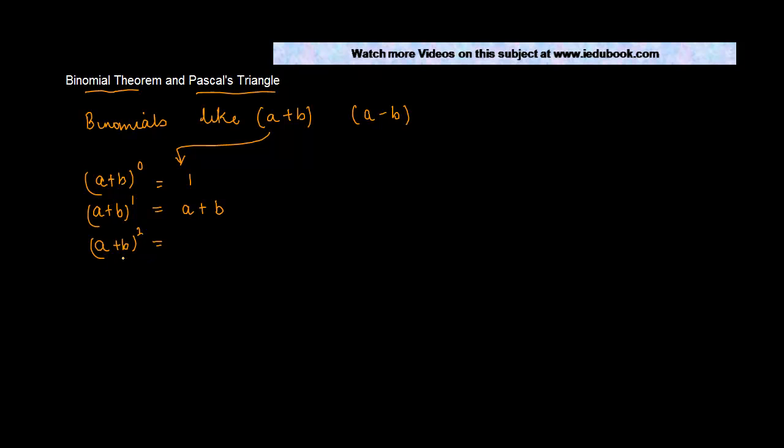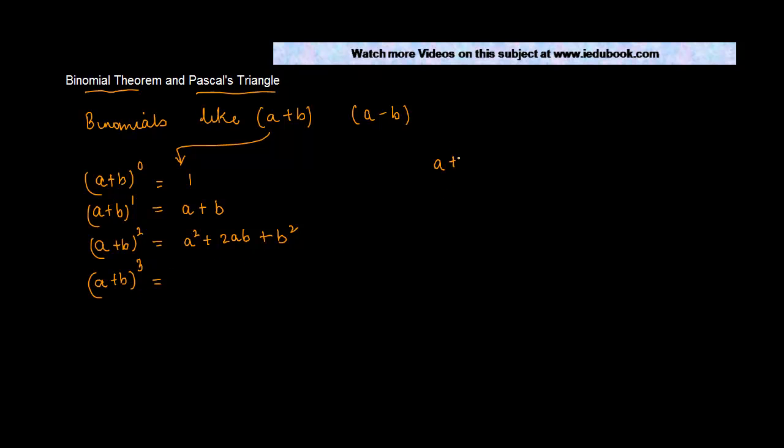Now, we've been looking at it in quite some detail earlier, so I'm not getting into the detailed calculation, but this is again equal to a square plus b square plus 2ab, right? Or maybe let's write it down as a square plus 2ab plus b square. Now, how about a plus b to the power 3? Again, this can be found out.